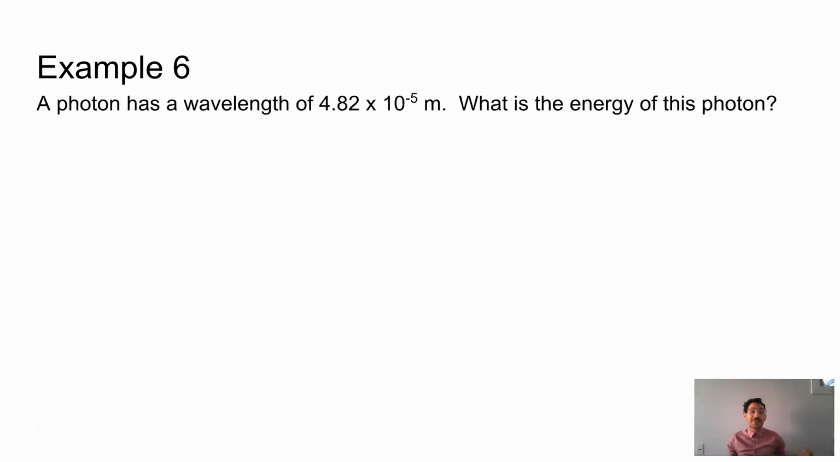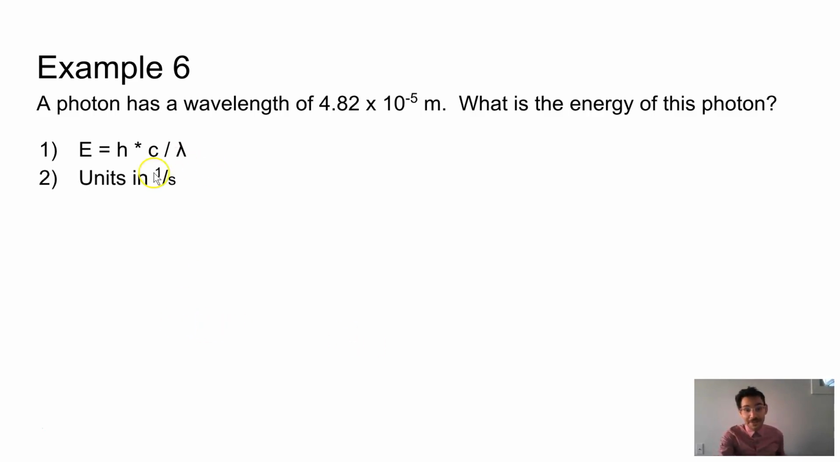Here we've got a photon that has a wavelength of 4.8 times 10 to the negative 5th meters. Why don't you try and calculate what the energy of this photon is using the equations we've already talked about. Well, you've tried that out. Let's go through it together. I'm going to use that real fancy pants equation, E equals h times c divided by lambda. And all I need to do here is plug in.